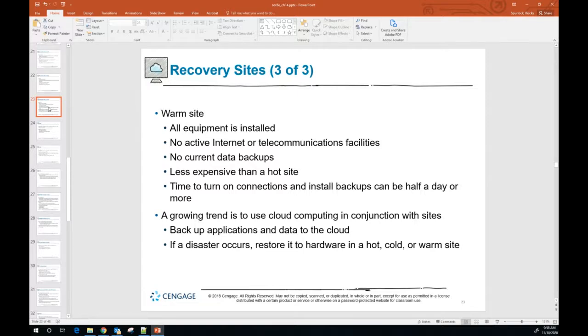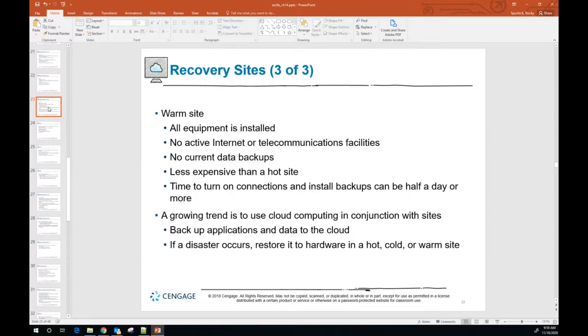So when we look at these three sites, the hot site is going to be the most expensive, and it's going to give you the quickest turnaround. The warm site is going to be the second most expensive and the second quickest turnaround, and the cold site will be the least expensive, but it will take the longest time to get back up and running.